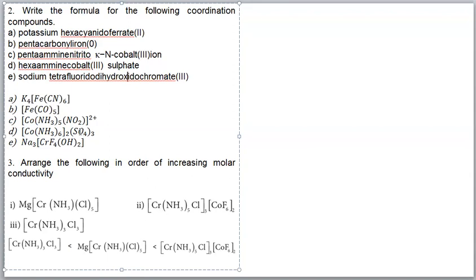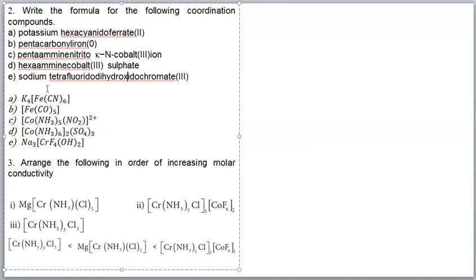The LCM is 6. So here we have to get plus 6, and here we have to get minus 6. So we can write the complex twice. Complex charge is plus 3, so writing it twice we get plus 6. SO4 charge is minus 2, but we have to get minus 6, so we can write this SO4 thrice.